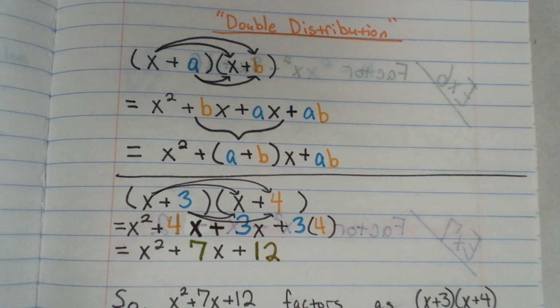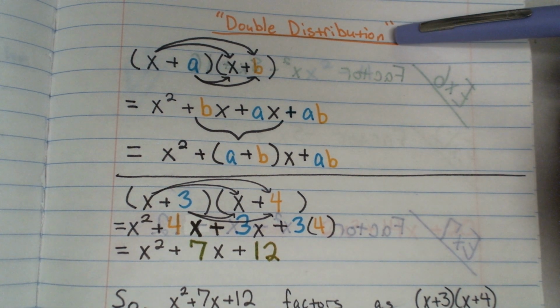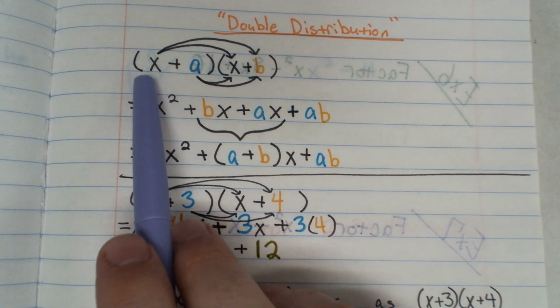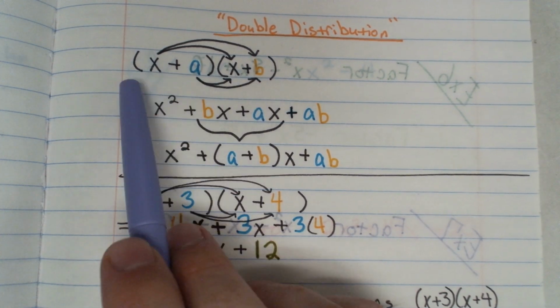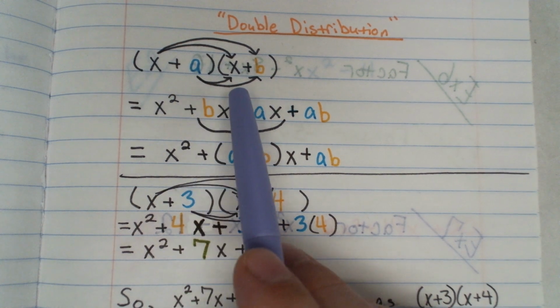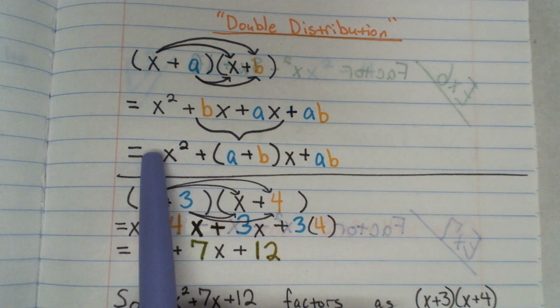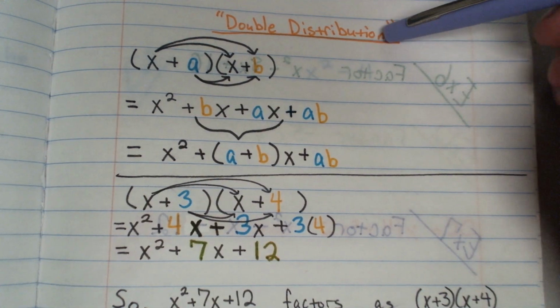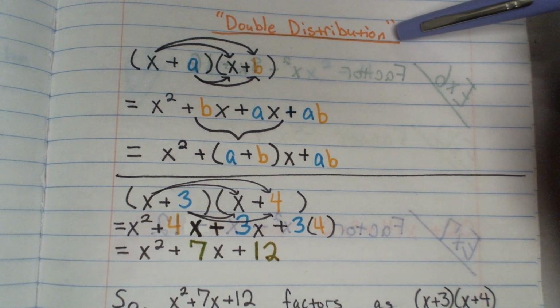All right, so we're going to move on in factoring today, and we're going to go over factoring. This is more typical of what we consider factoring by undoing double distribution. So thinking about two binomials, x plus a times x plus b. So let's just go through and look at what happens when we distribute these out.